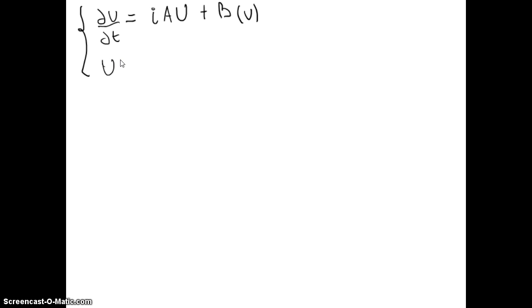Okay, so if we have a differential equation, let's say du/dt equal to, let's say, iAu, where u depends on t, plus a function B that depends on u. Okay, and let's say u(0) = u0. And let's say A is an operator that goes from D to X.